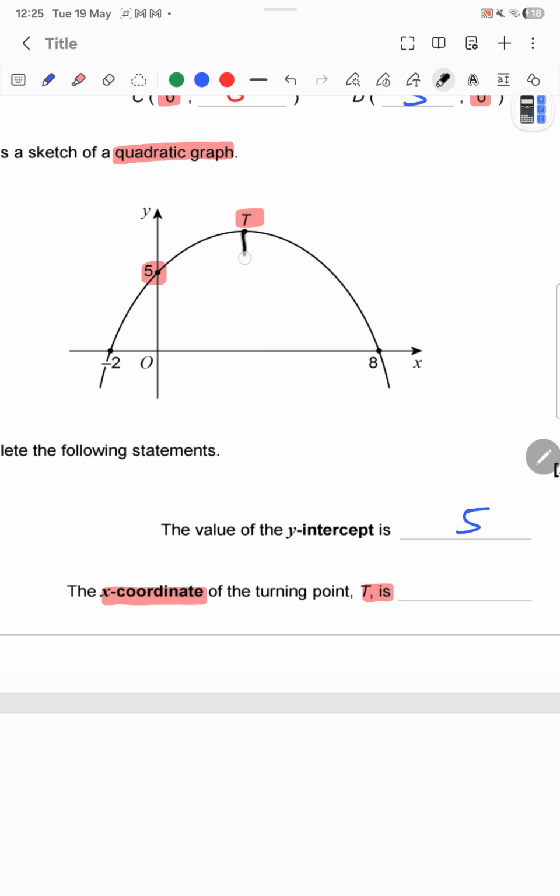So that means over here the x coordinate would be 3, because from 0 to 3 these are the 3 units, and then 0 to minus 2, these are the 2 units, so it's a total of 5, and 3 to 5, this is the rest of the distance from here to here. So that means the x coordinate over here is 3 for the turning point. Thank you.